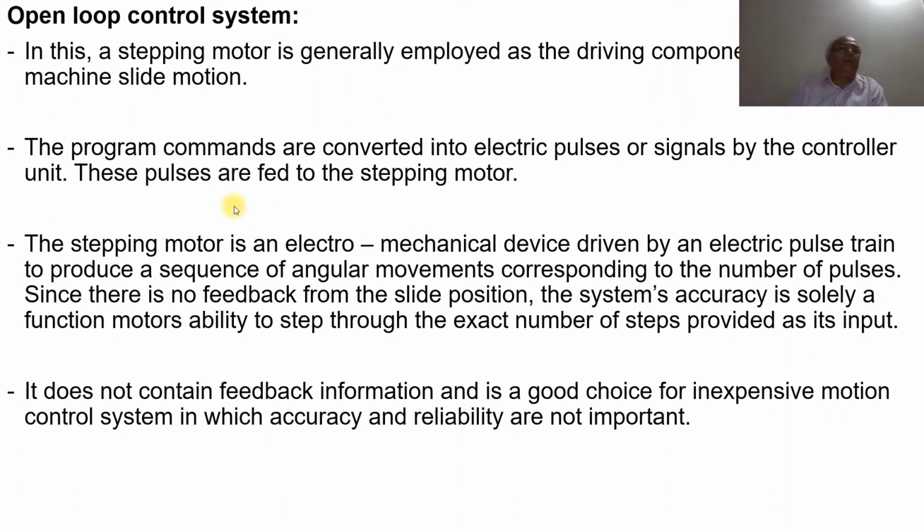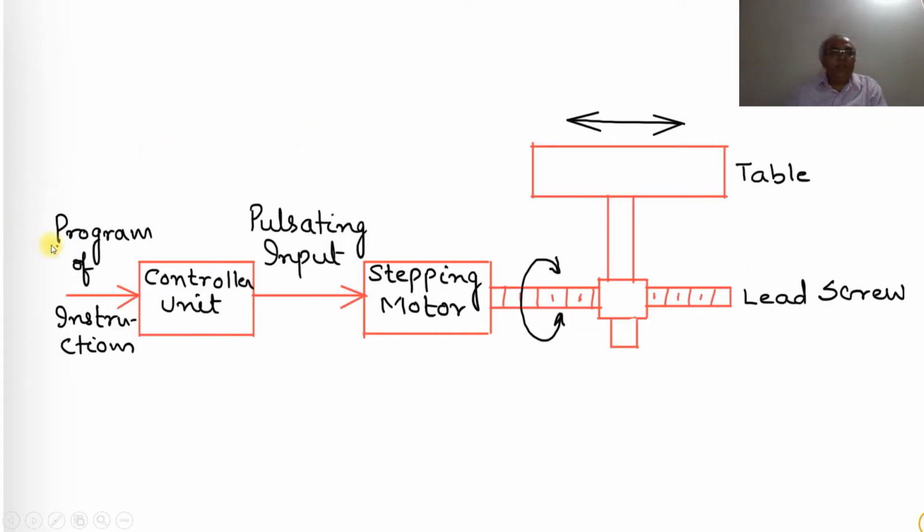In this video, we are going to discuss the open loop control system. In this, a stepping motor is generally employed as the driving component to provide the machine slide motion. So what is this stepping motor? Now here, this is a typical sketch of a machine slide.